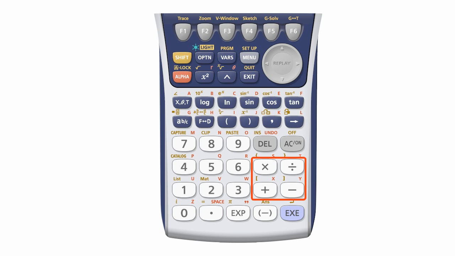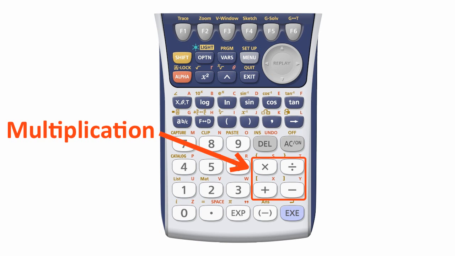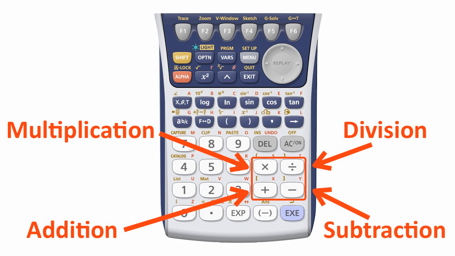Here are the 4 keys you need to use to perform basic arithmetic using your calculator: multiplication, division, addition, and subtraction.